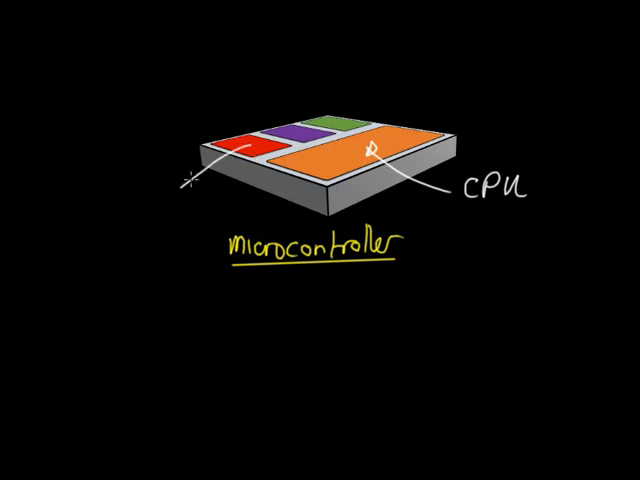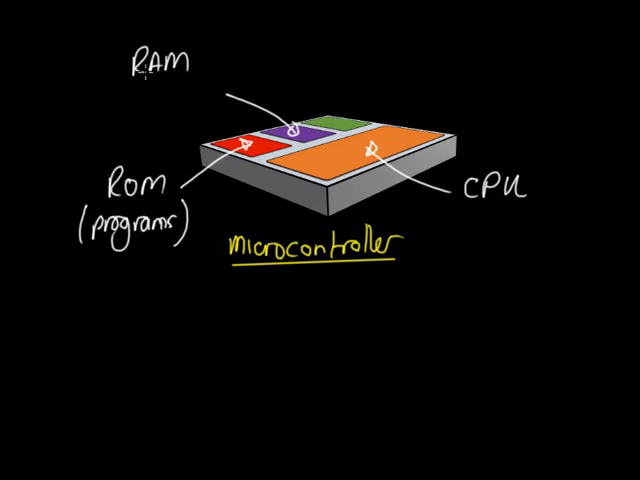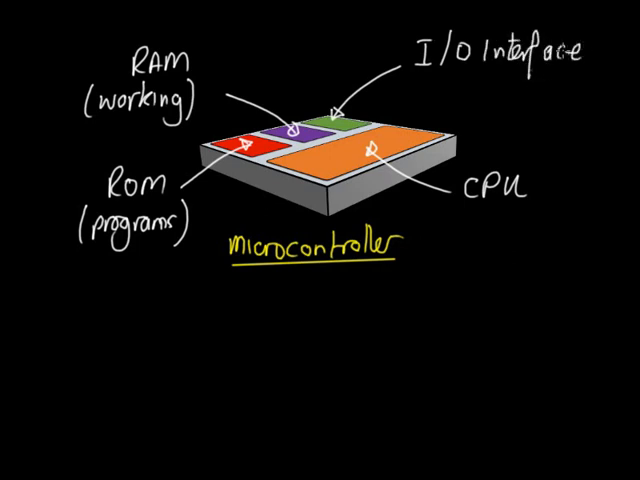It's also got an area of read-only memory, or ROM, and ROM is where the programs are stored for the microcontroller to execute the code, if you like. There's also a section of random access memory, or RAM, and RAM is the working store for holding data. And finally, some sort of input-output interface.